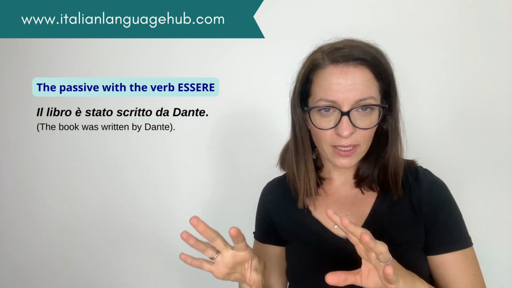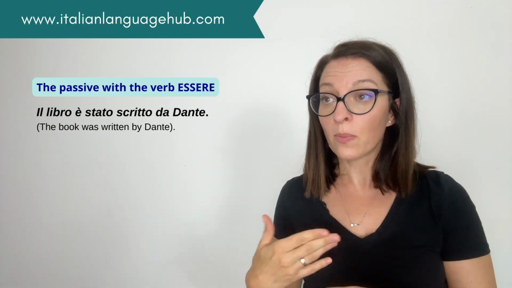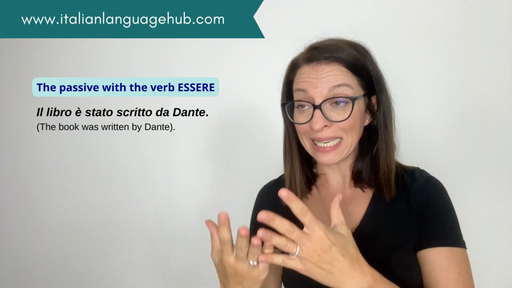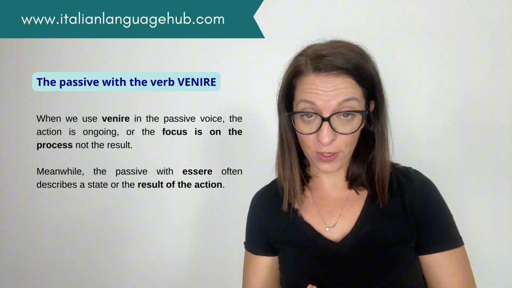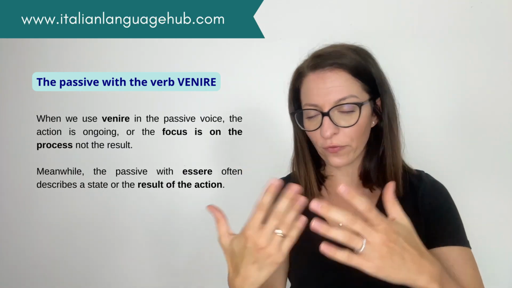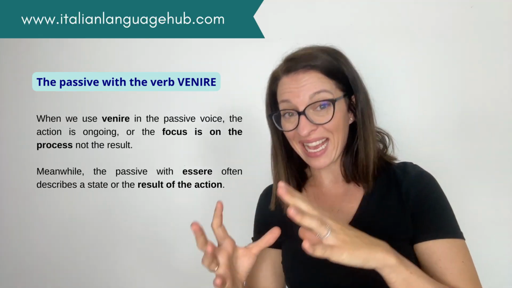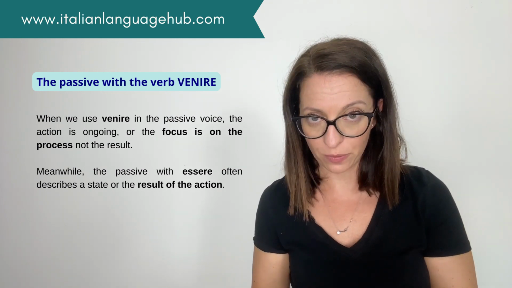Now, you probably already know the passive with essere, like in the sentence, Il libro è stato scritto da Dante. The book was written by Dante. But in Italian, we can also use the verb venire, and the meaning is a little bit different. When we use venire in the passive voice, the action is ongoing or the focus is on the process, not the result. Meanwhile, the passive with essere often describes a state or the result of the action, okay?